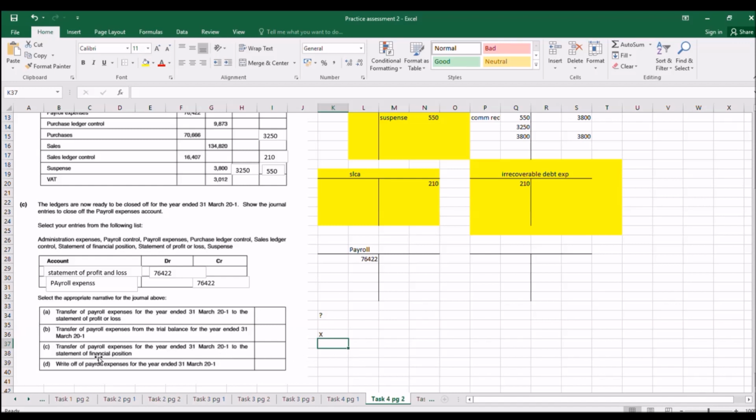So statement of financial position is the balance sheet. In there though, the position for the shareholders at the end of the year, effectively their assets minus liabilities. So that's definitely not it. We go into the profit and loss account first, and then the profit and loss account goes into the balance sheet, so that wouldn't be going straight to there. Write off of payroll expenses. Well, that's the fish answer again.